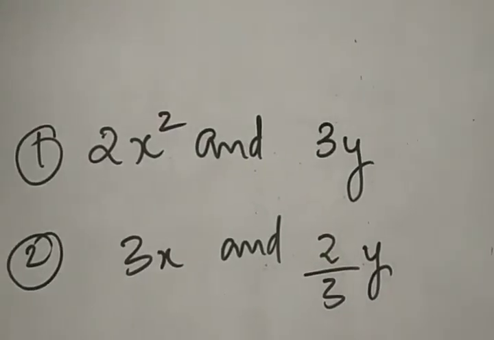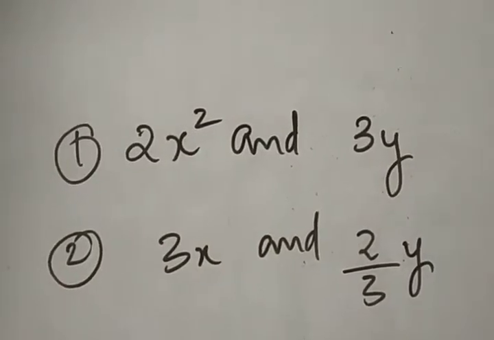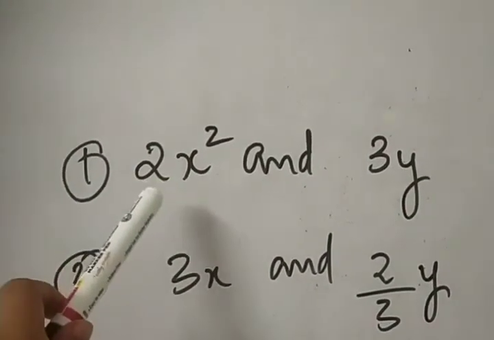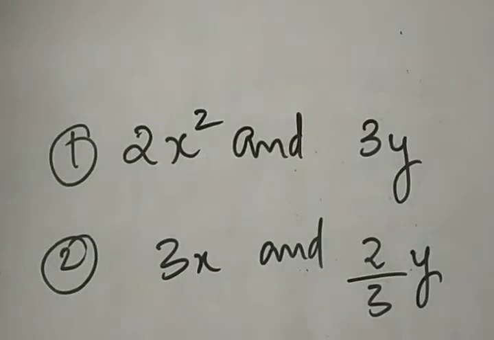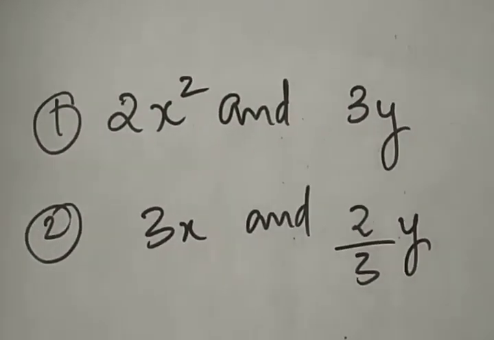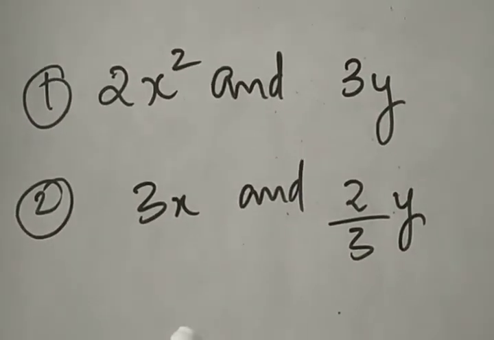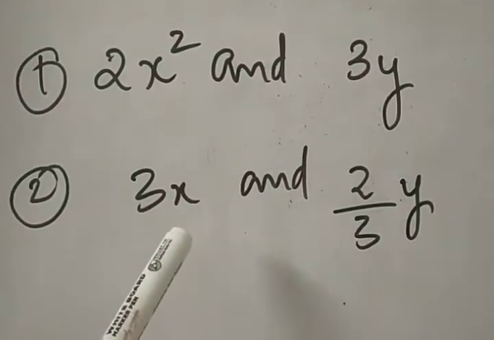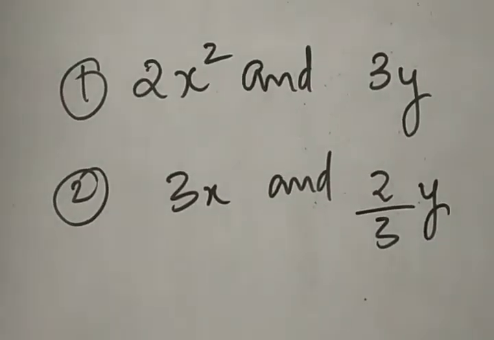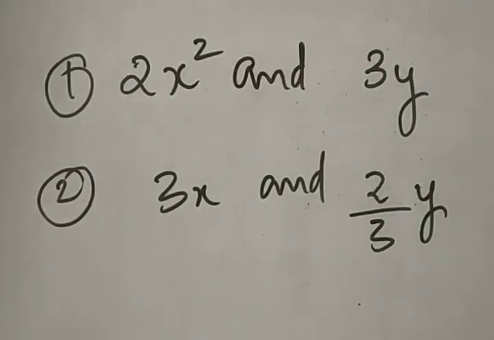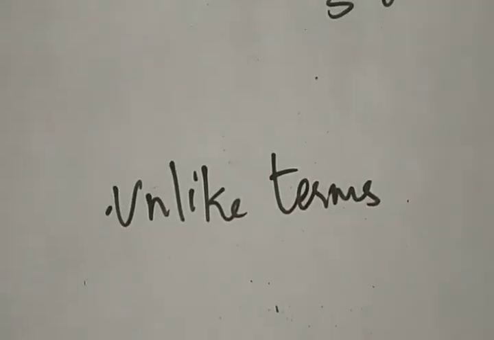Now consider these two pairs of monomials. In the first case we have two monomials 2x square and 3y. In the first monomial, what is the literal coefficient? X square. In the second monomial the literal coefficient is y. So in both of these monomials the literal coefficients are different, right? Consider the next example: 3x and 2 by 3y are both monomials, and the literal coefficient of 3x is x and the literal coefficient of 2 by 3y is y. So here also the literal coefficients of both monomials are different. Monomials with different literal coefficients are called unlike terms.